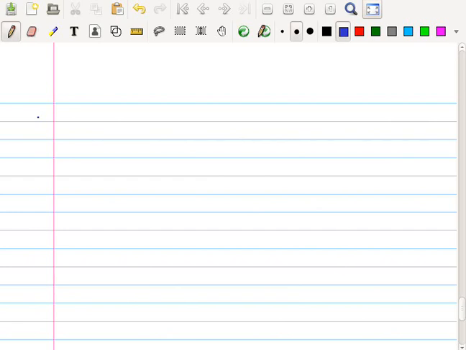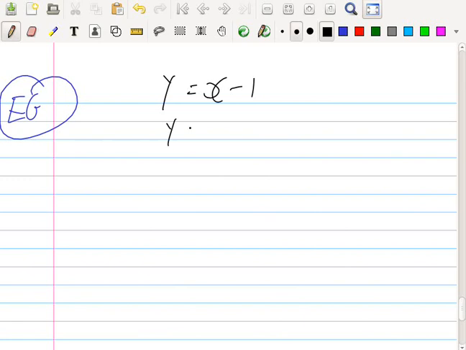So for example, y equals x minus 1 and y equals x squared minus 4x minus 1. Example. So I would like to solve this.